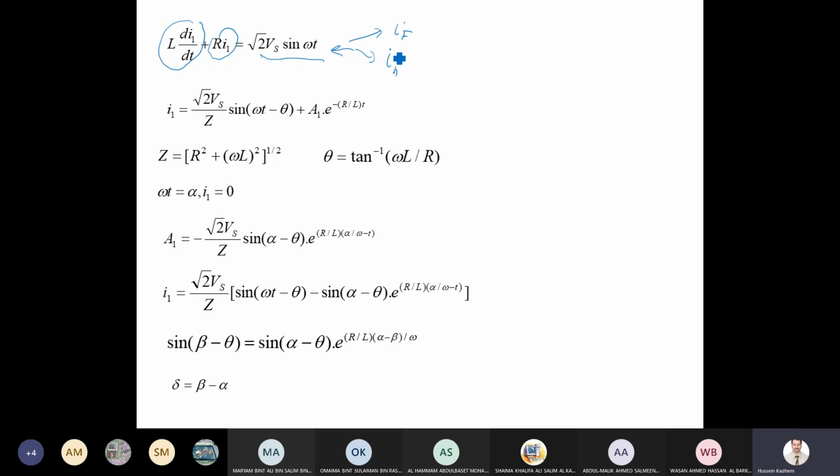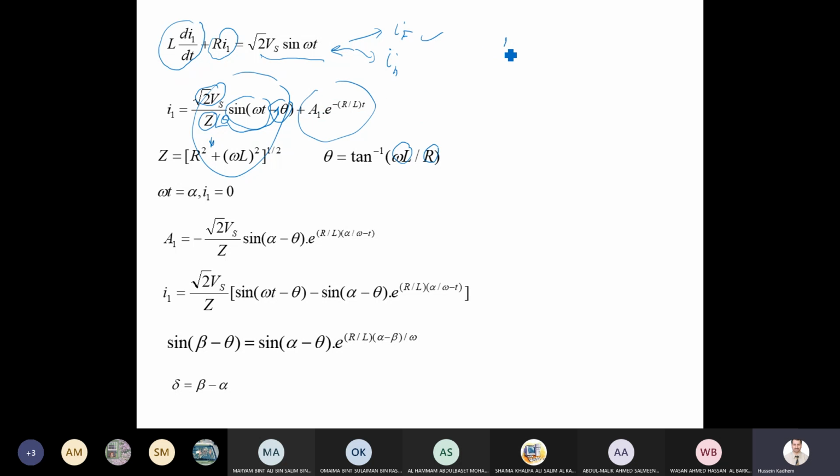Forced means the continuous, the steady state, which is V over Z. V is V maximum sine omega t over Z. Z is the square root of R squared plus omega L squared, and theta is the tan inverse of the imaginary over the real. It is supposed to be there, but I take it over, so it will be minus theta. This is the forced response. We discussed this before, plus the homogeneous solution of the differential equation.